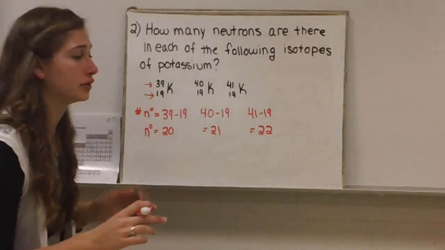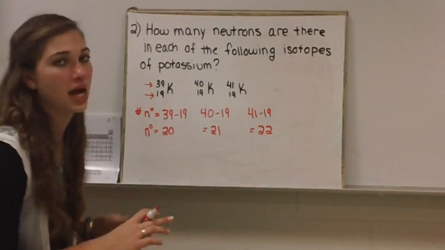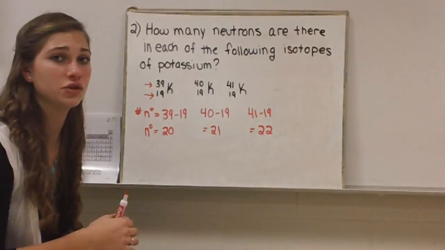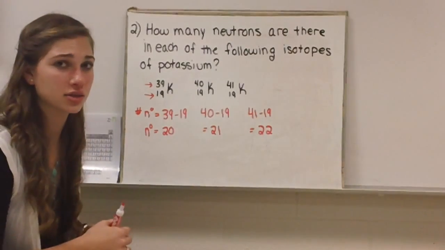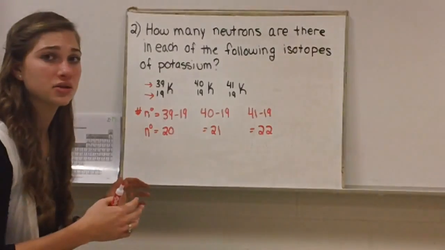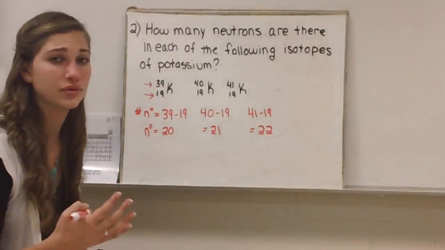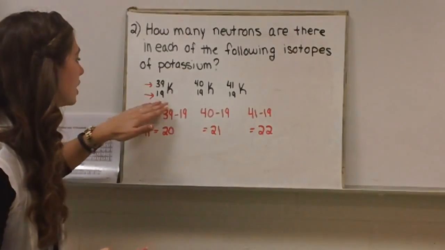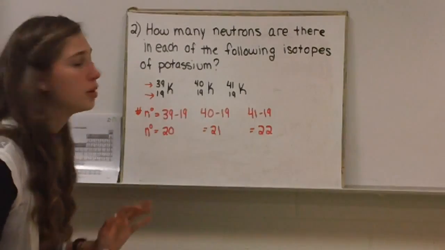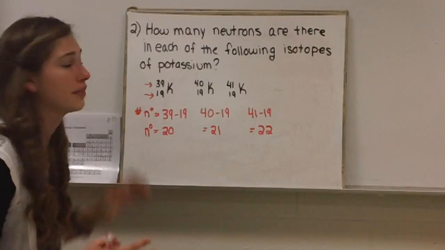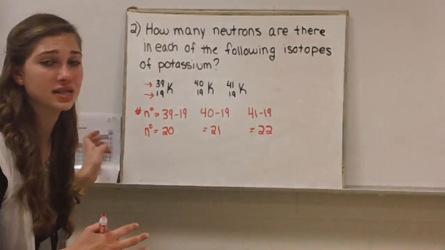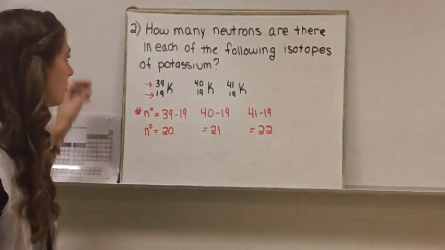It's important for you to realize that even though the different isotopes of potassium have different amounts of neutrons, it does not change the characteristics. What alters the characteristic of an element is the amount of protons and electrons that it has. So as long as we're keeping consistent our number of protons, which is what the atomic number is telling us, we're still dealing with potassium, and it still reacts the same way in chemical reactions.